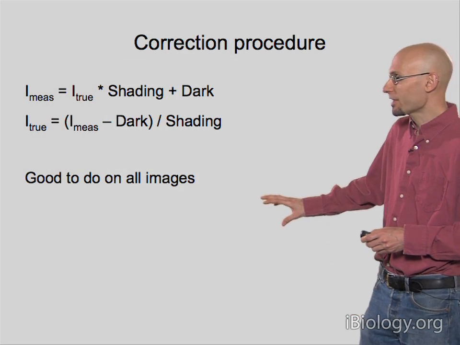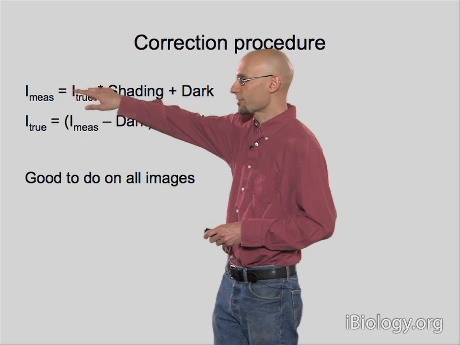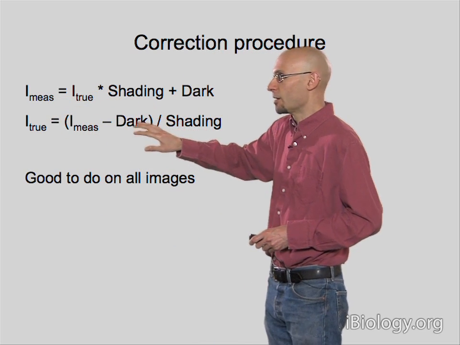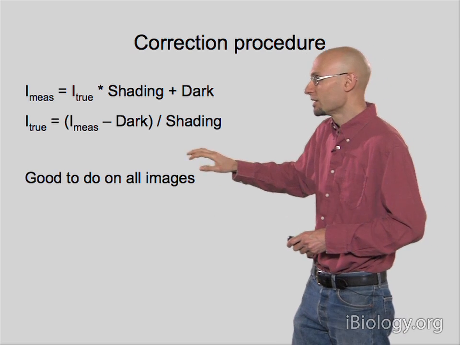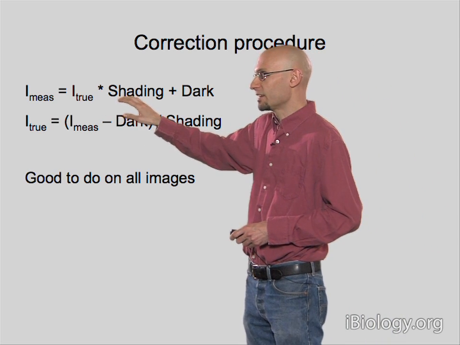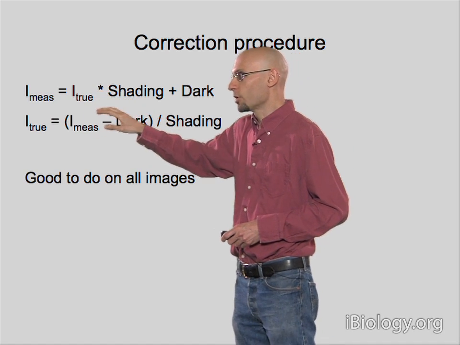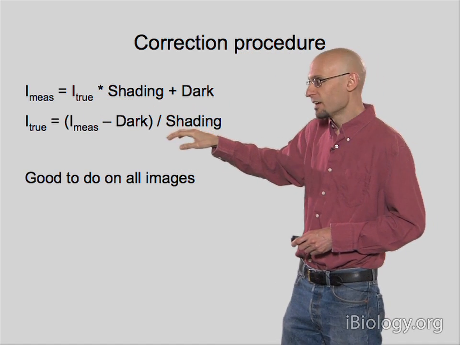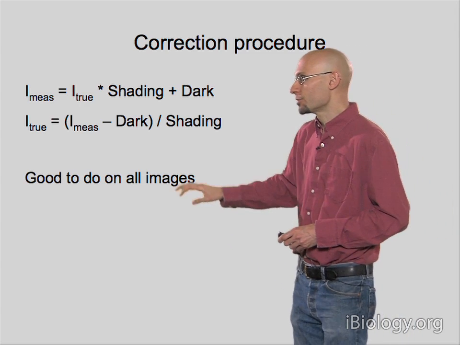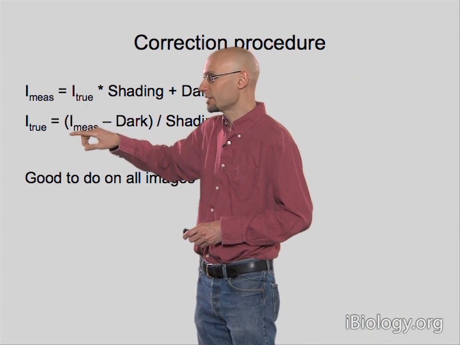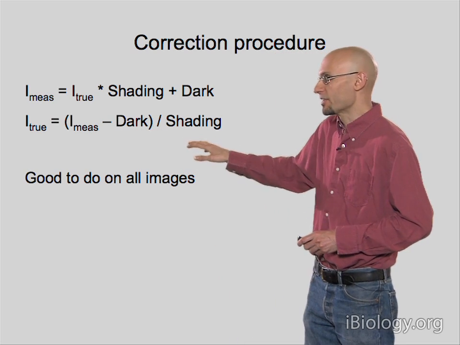And so if you put these both together, this is how you would do that analysis. You measure some image here, that's this I_mes, and it's equal to your true image in the absence of these problems, the true image times the shading correction. So your true image is multiplied by whatever this non-uniformity is, and then you add to that this dark image. And so just doing some algebra, you can get out that your true image is equal to your measured image minus the dark image divided by the shading image.